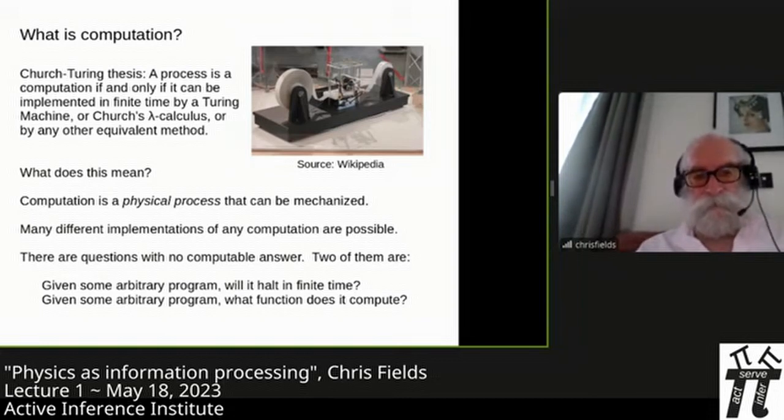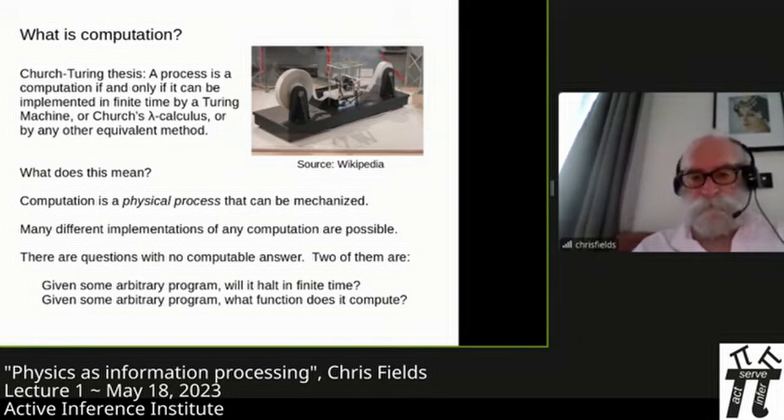It means that computation is a physical process that can be mechanized, and it turns out mechanized in any one of a huge array of ways. It means that many different implementations of any computation are possible. So I can do it on a Turing machine, I can do it on my laptop, I can do it in my head, etc. The most important thing it means is that there are questions with no computable answer. This is the revenge of Gödel's theorem.